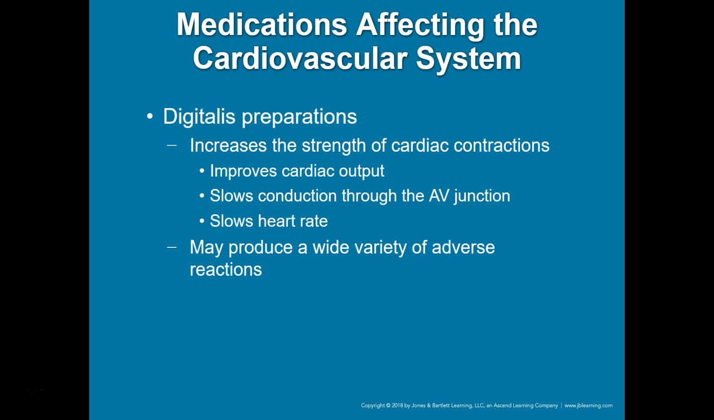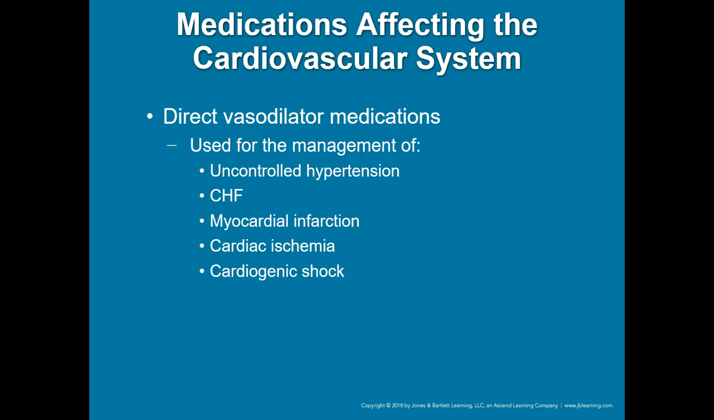Digitalis, man, I think that's really lost popularity. I don't see it very often. But it slows conduction through that AV junction, slows down the heart rate, can improve some cardiac output. Heart's able to work a little bit more efficiently. Has a lot of adverse effects. Has a very small therapeutic index. So it doesn't take much from that, like we talked about, that effective dose to the median toxic dose or the median lethal dose. You don't want to take extra of it. It has a very small therapeutic index for that.